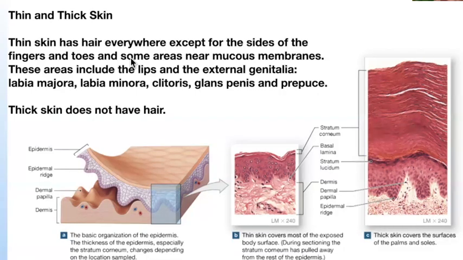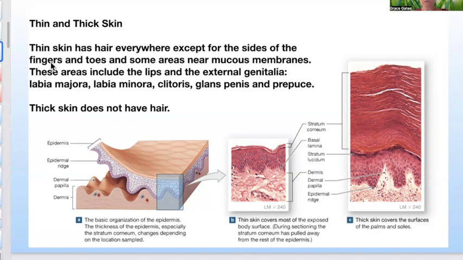Thin skin has hair everywhere except for the sides of the fingers and toes and some areas near mucous membranes. These areas include the lips and the external genitalia. In women, the labia majora and labia minora and the clitoris, and in men, the glans penis and the prepuce or foreskin. Thick skin does not have hair. So no hair on the palms of the hands or the soles of the feet.